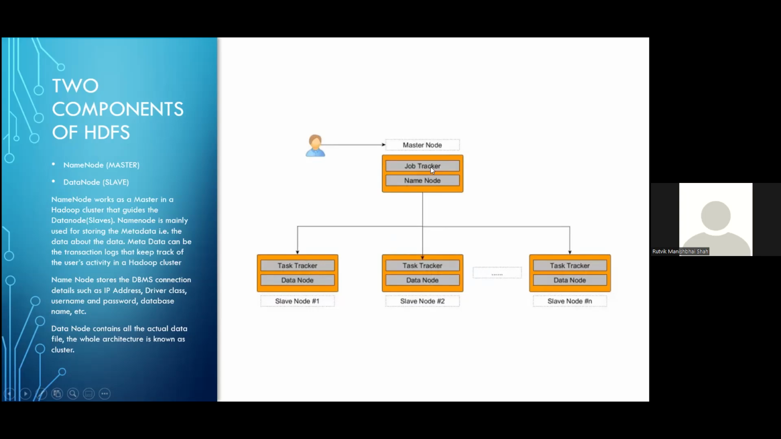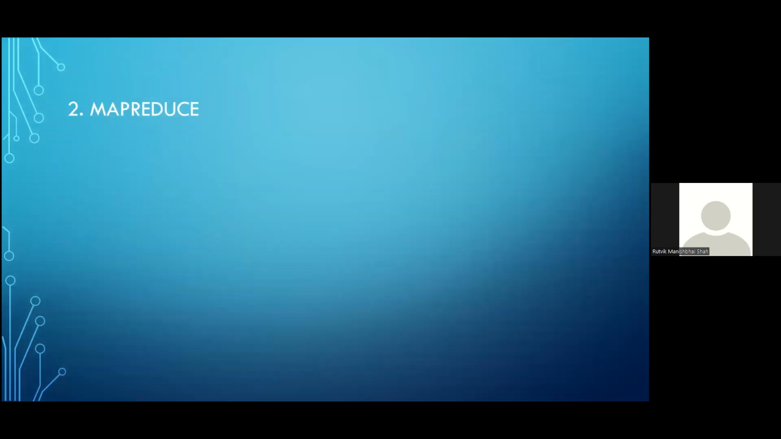It contains information like the logs, the files, the schema, the driver class information, IP addresses, usernames, and so on. Whereas the data node contains the actual data which is requested for retrieval.